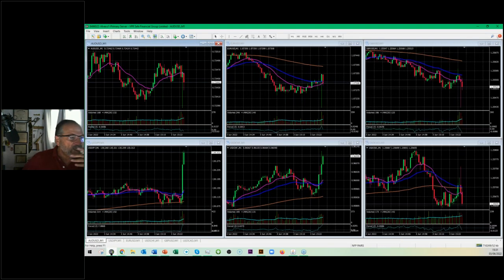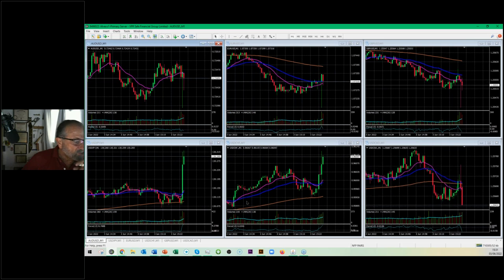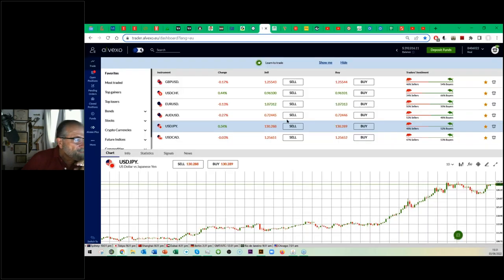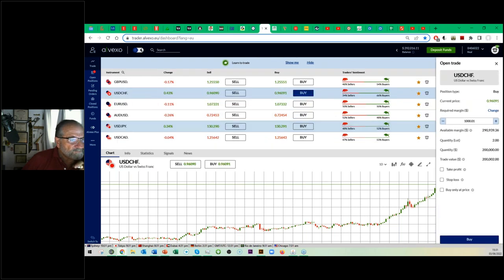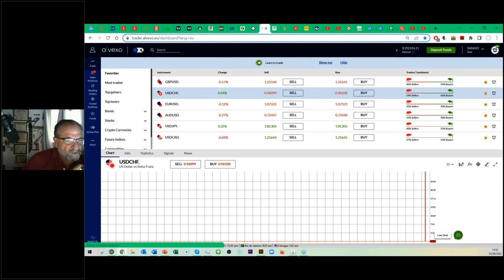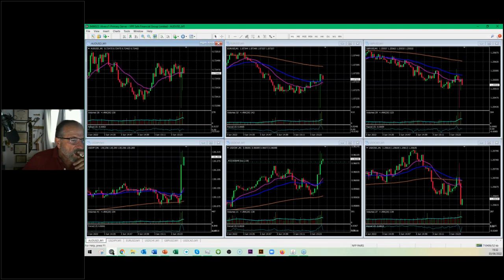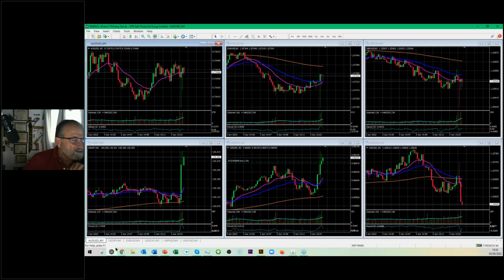Not the only thing that's really cooking. No, here it is. Dollar Swiss is coming back too. Yeah, maybe take a position in the dollar Swiss as well. Dollar Swiss buy. Also, two lots. Okay, so far so good in those trades. See what I mean? We're looking at six, but there's only two of them going along. Looks like I'm going to have to be quick to get out of the dollar Swiss. It's pushing, but it's not getting anywhere. Come on, come on, up you go.